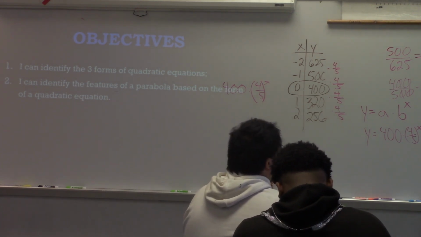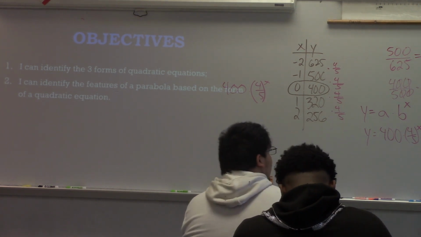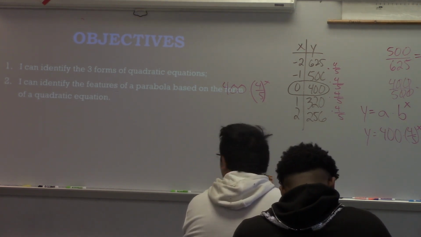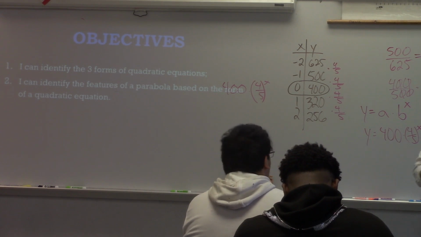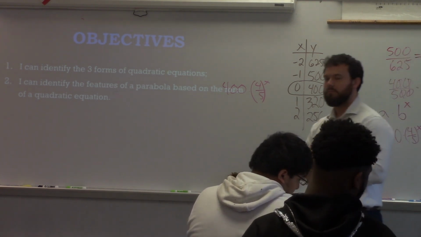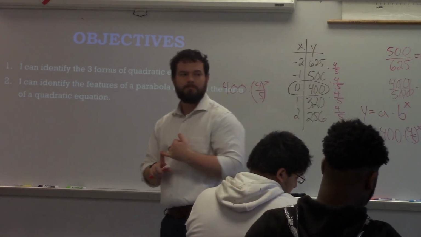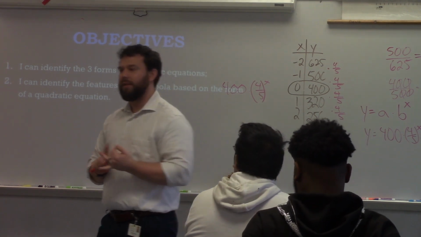So, please understand, there are features of a parabola that we want to look at. What are the features that we can look at on a parabola? Concave up or down? So concavity. What else? The line of symmetry.